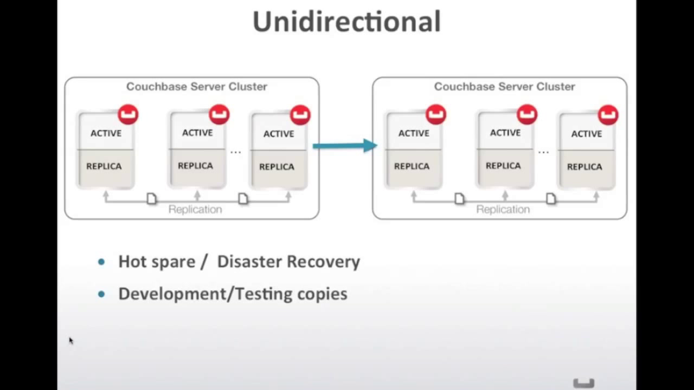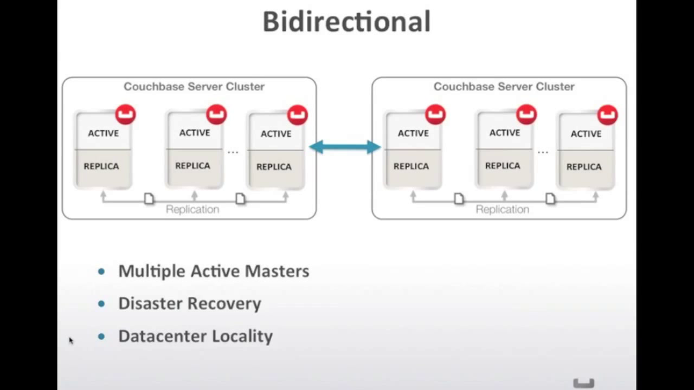So let's look at a few XDCR topologies that we could have. As I mentioned, there's unidirectional. You could use it like a hot spare or for disaster recovery, going from one cluster to another cluster. You could also, within the same data center, for example, do development and testing, and some of our customers use it in that manner as well for dev and test mode.